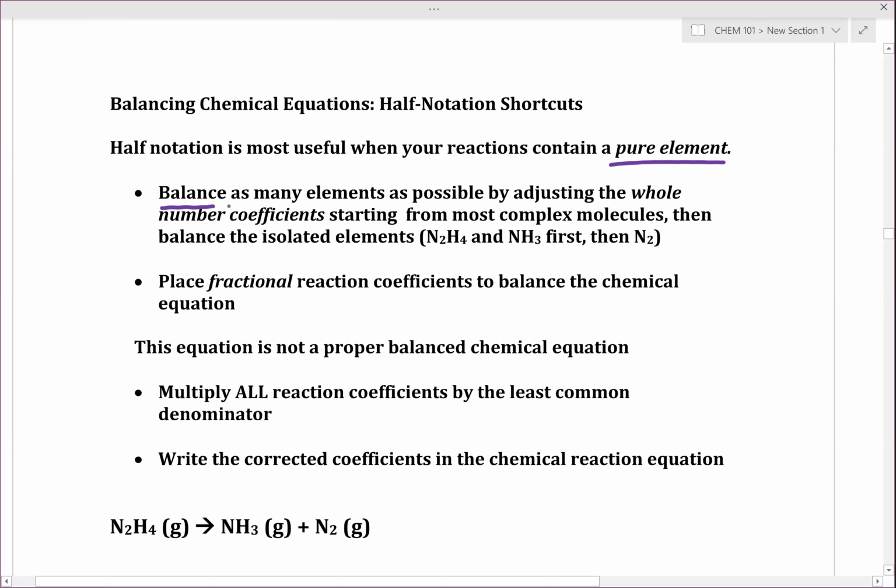You're going to balance as many elements as possible by adjusting the whole number coefficients. So you're going to balance this equation just like any other chemical equation that you've seen before. Okay. The modification and the change comes about in that you can now use fractional reaction coefficients to balance the chemical equation. You can now employ fractional chemical equations. Are there any questions in the back? No? Okay. So this fractional reaction coefficient is going to be used to balance your pure element.